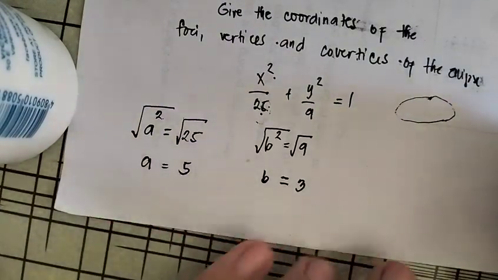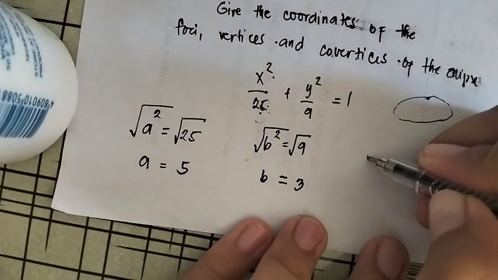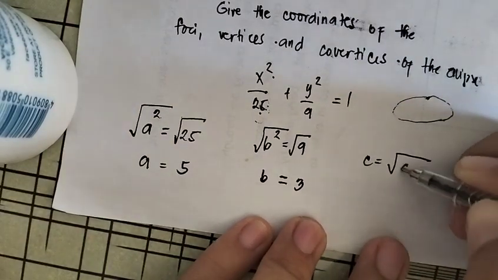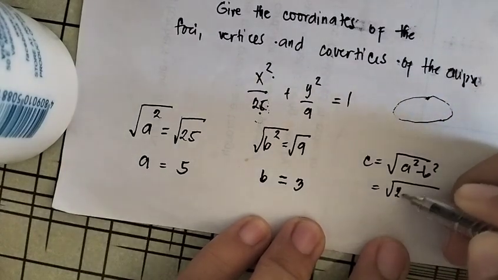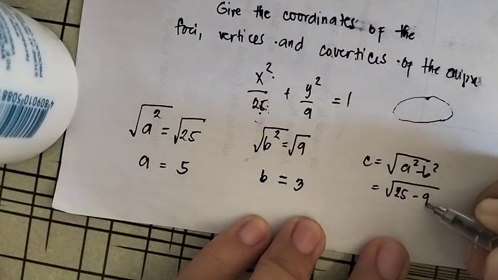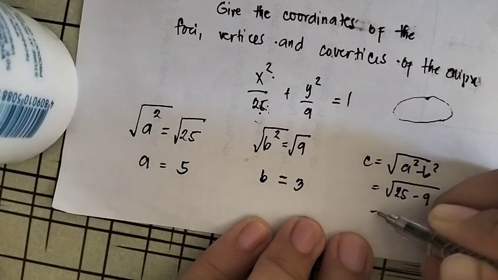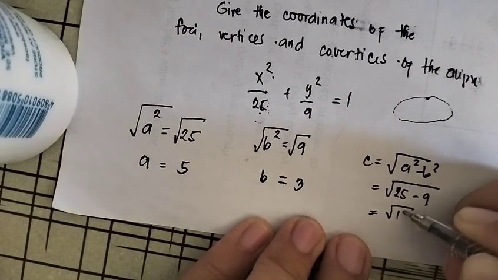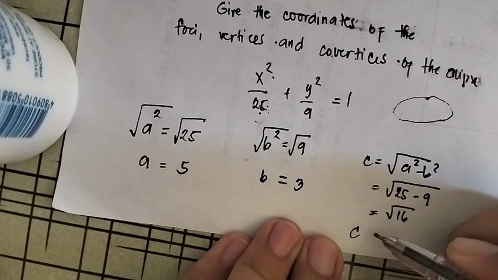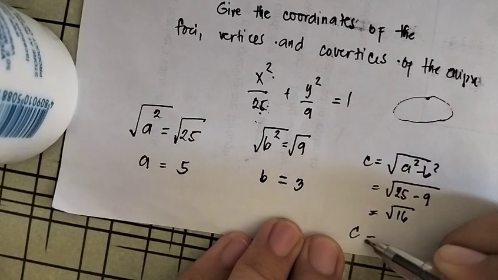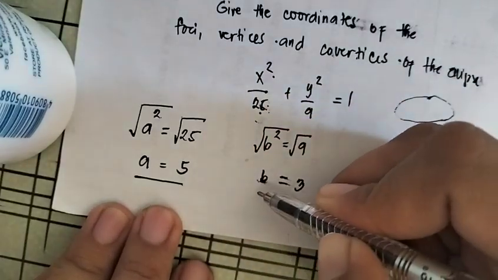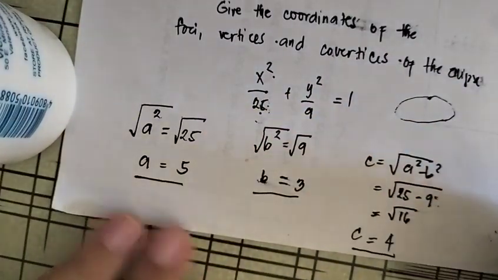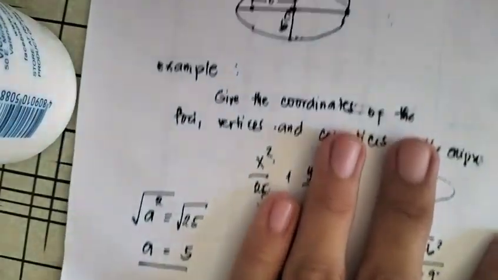So, how to find c? c is equal to the square root of a squared minus b squared. Square root of 25 minus 9. What is that? Square root of 16. c is the square root of 16, which is 4. So, we now have the values of a, b, and c. Okay.